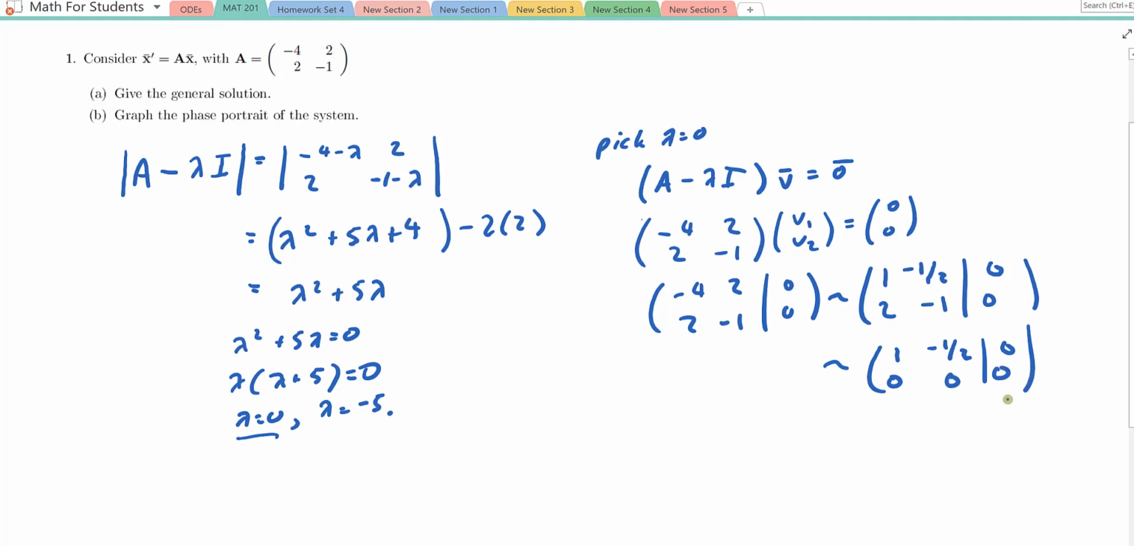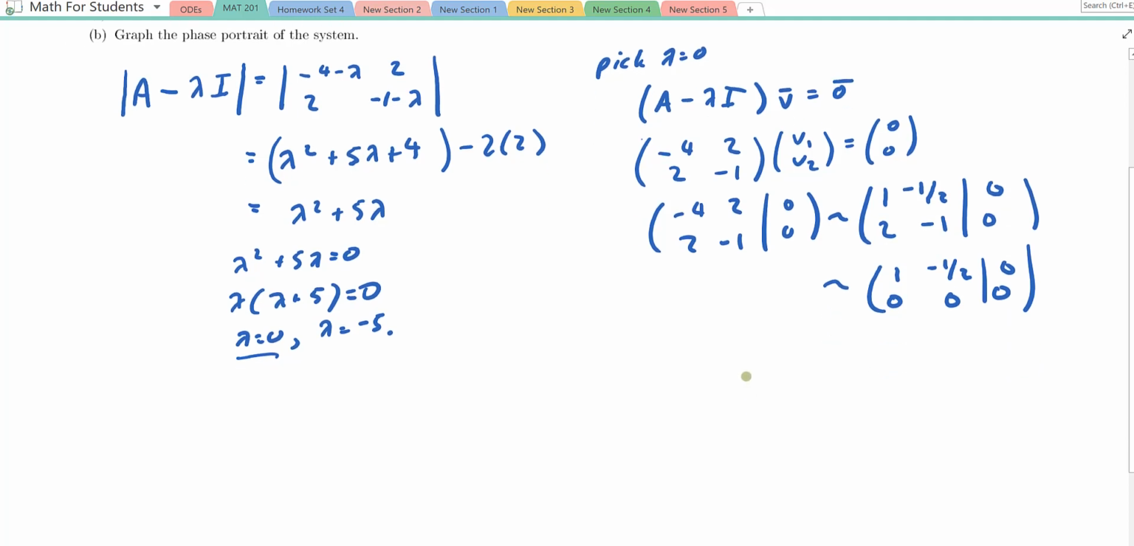And yep, that's exactly what we were expecting to get when we solved the system, because this was a distinct eigenvalue with no repetition of roots. Okay, so it looks to me that v2 is free, and that v1 is equal to 1/2 v2. So it makes sense to pick v2 equal to 2, and then v1 would equal 1, and so here we would have our eigenvector for the eigenvalue 0.